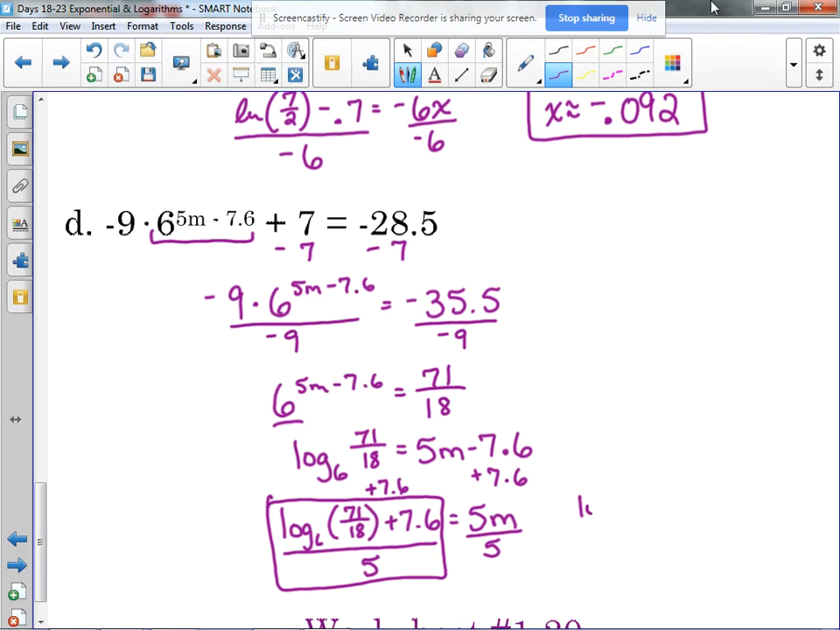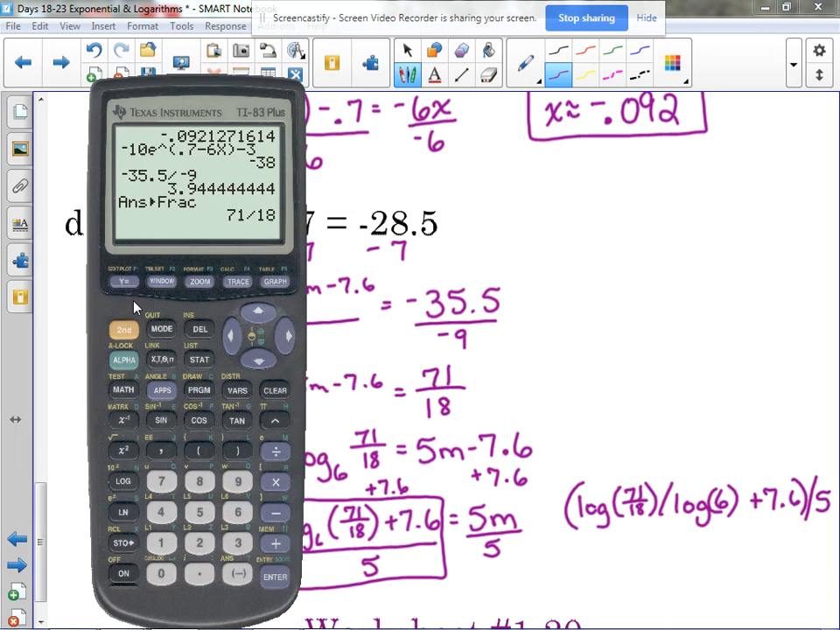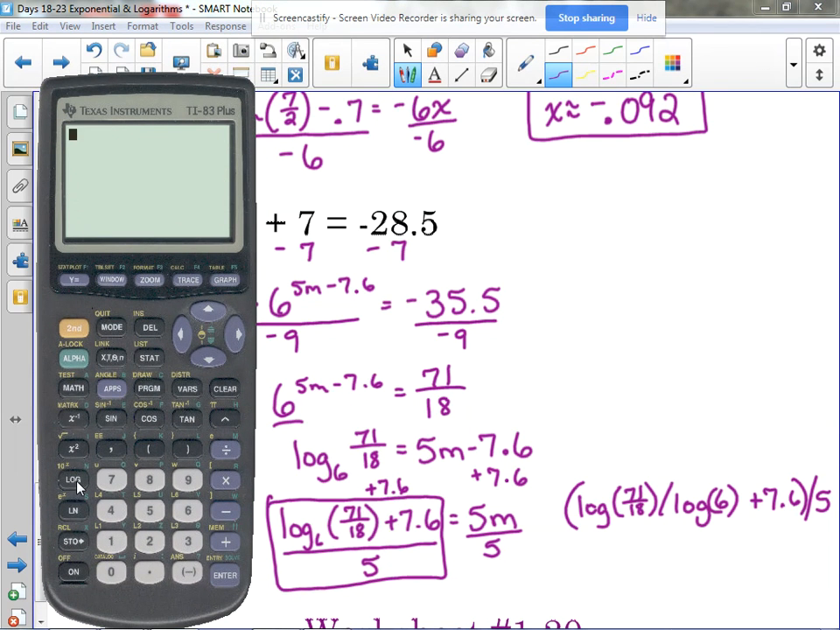Our approximate answer, we have to use change of base. Now, I would probably do this one in pieces just because there's so much that we have to do. We got to find the change of base, log of 71 over 18 divided by the log of 6. Then we need to add 7.6 to it, and then we need to divide the whole thing by 5. Now, it's not impossible to do in one step, but I would suggest chunking that. Do your change of base first to find the value of that log, then add the 7.6, then divide by 5.